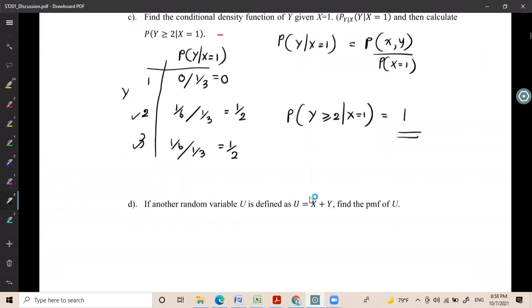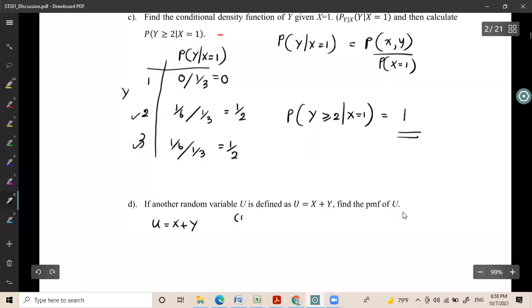What about part B? If another random variable U is defined as X plus Y, find the PMF of U. Okay, now that is the transformation, right? Your U is X plus Y. Now this is a mass function, a discrete case, right? So we'll see what are the possible U values, X plus Y. What are the possible combinations?